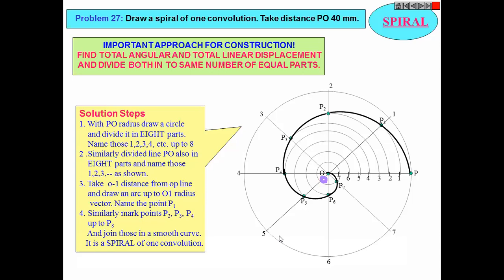Is there any doubt to anyone? No, sir. Now, this time I got multiple answers. Good. So this is one convolution, means it has started from here and it stopped here. If it was two convolutions, what will happen? It will start from here.